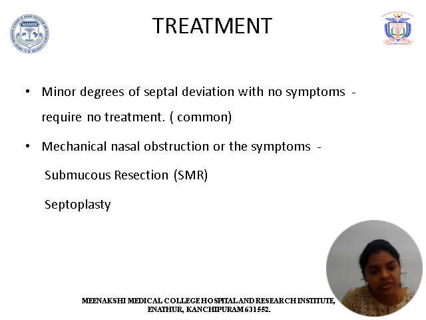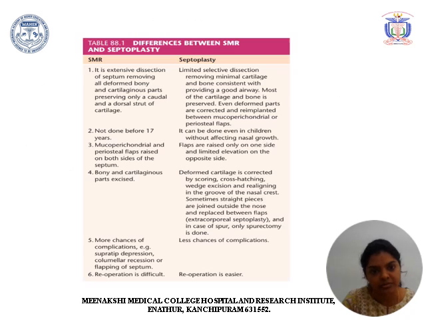So we have two types of surgeries, SMR and septoplasty. SMR is called submucous resection. So what is the difference between SMR and septoplasty? SMR is an extensive dissection of the septum, removing all deformed bone and cartilaginous part, preserving only a caudal and dorsal strut of cartilage. Whereas septoplasty is a limited selective dissection, removing minimal cartilage and bone, which provides a very good airway.